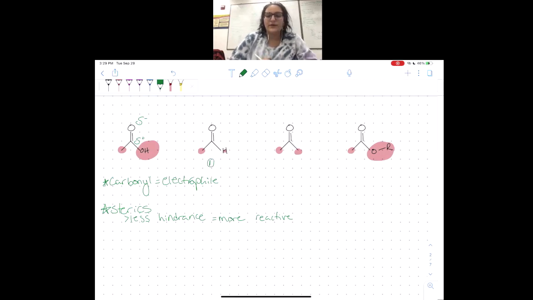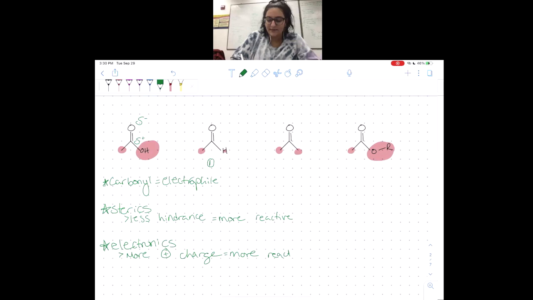But what if we want to prove that further with electronic effects? Well, we definitely can do that. And electronics is a huge umbrella term for a lot of things. It can pretty much be used to explain anything. But in this case, when we say electronics, we mean charge. So we want more positive charge equals more reactive, aka less electron density means more reactive.